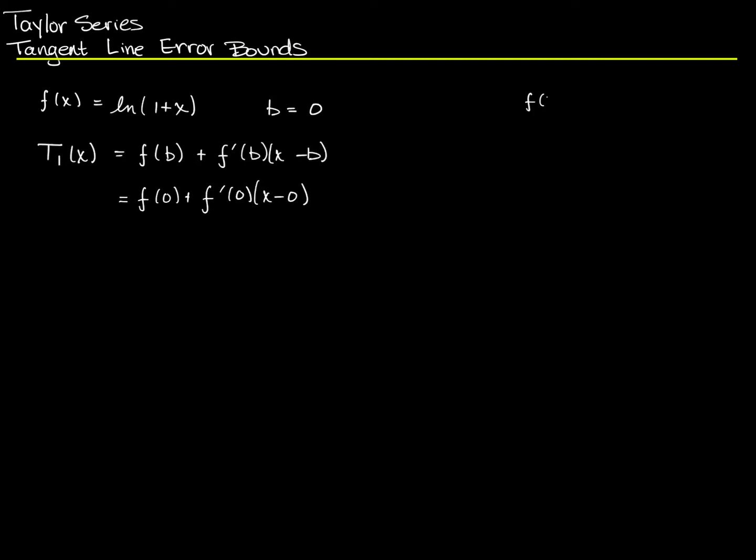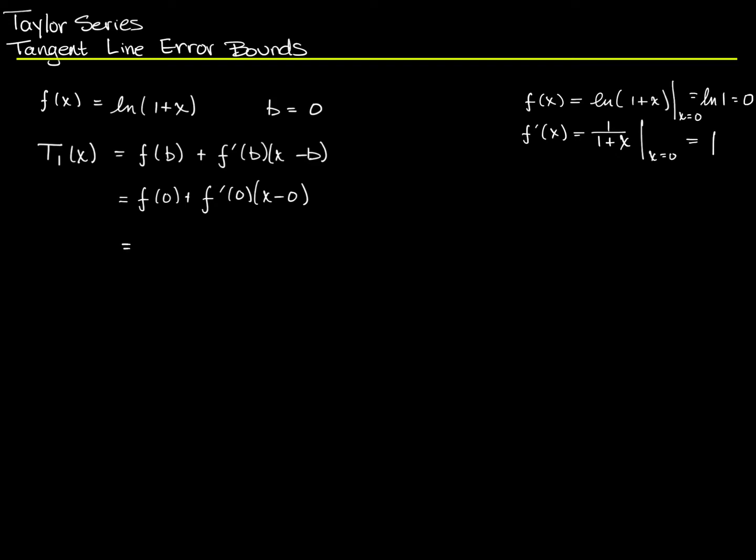Well, if f of x is the natural log of 1 plus x, then f prime of x is equal to 1 over 1 plus x. If you evaluate these at x equals 0, you're going to get the natural log of 1, which is 0, or f of x at 0. And here you're just going to get 1. So I can replace those.